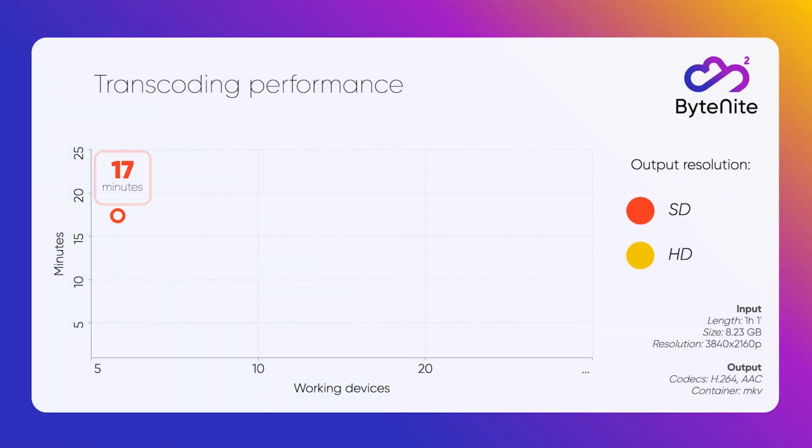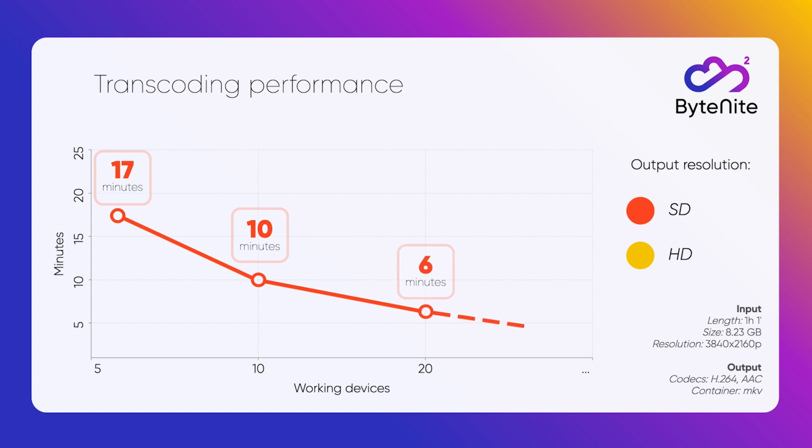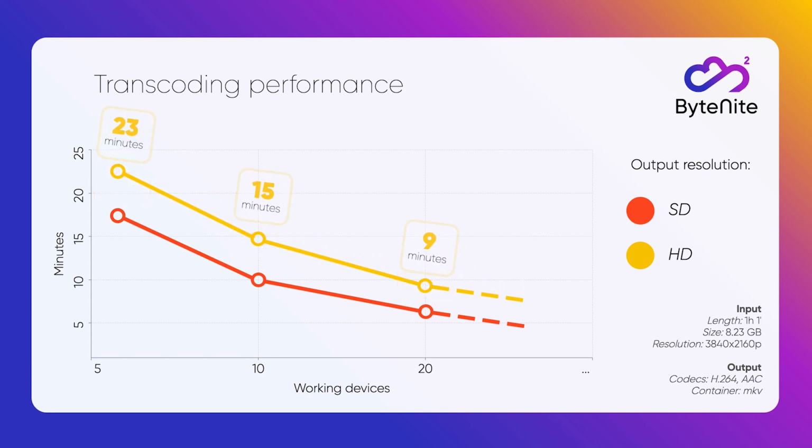Starting from a job with 5 devices that lasted 17 minutes, we go down to 10 minutes with 10 devices in the experiment we've seen today, and this figure drops further to 6 minutes with 20 devices, which is fairly low for an on-demand transcoding service. From here it's just a bunch of minutes more in the case of transcoding to HD, but the pattern is still the same. So that's all for today.